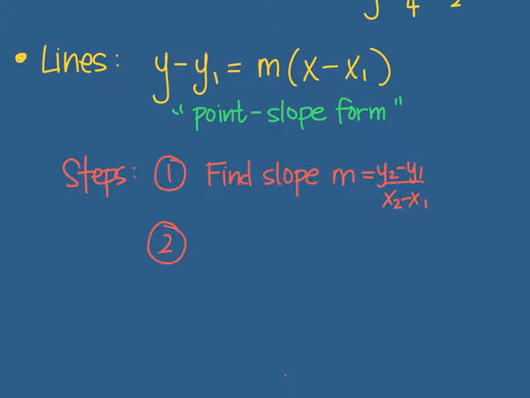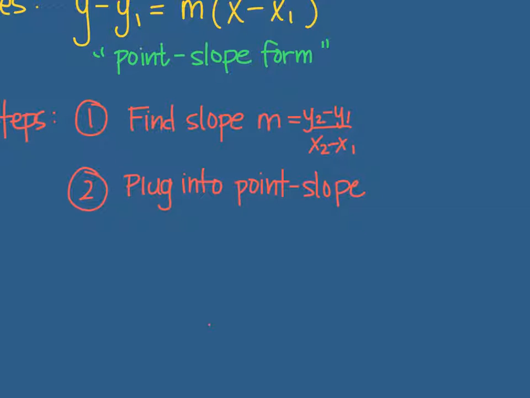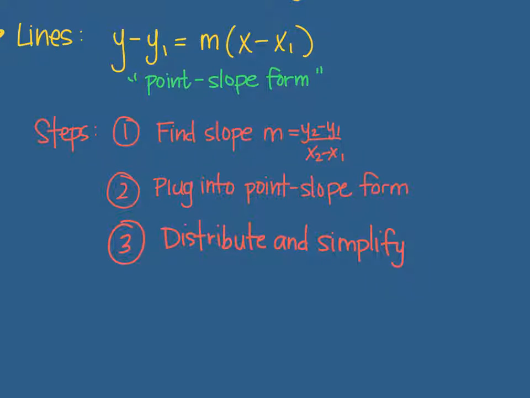The second thing, once you have the slope, is to plug into the point slope form. Don't skip that step. Some people will try and skip and go right to y equals mx plus b, and they'll skip over this step. You got to plug that into the point slope form first. The third is distribute and simplify. That's when you end up in y equals mx plus b. So distribute and simplify. Those 3 steps, if you follow them, will work every line problem for you.